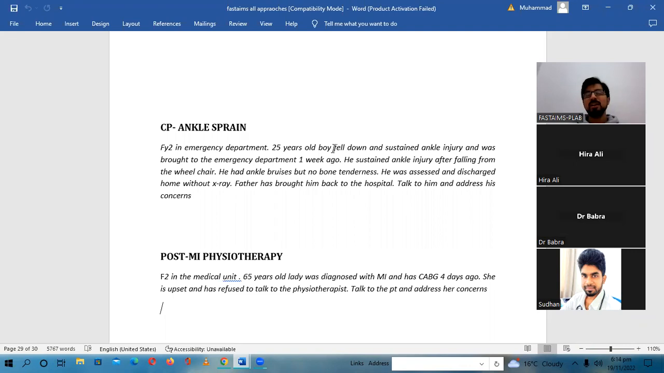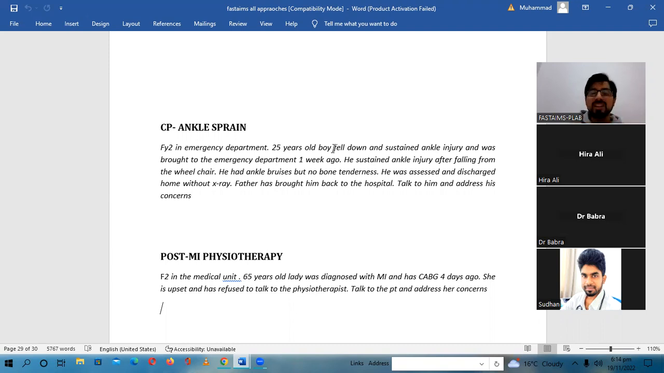So the father has come and he is unhappy because he thinks the doctor was in a hurry and did not pay attention because he is a CP child, and the doctor did not treat him well. You are here to address his concern and you need to talk to him. Your approach would be the same: do the GRAPES, you know how to do the GRAPES, then paraphrase, and then ask about the previous visit.